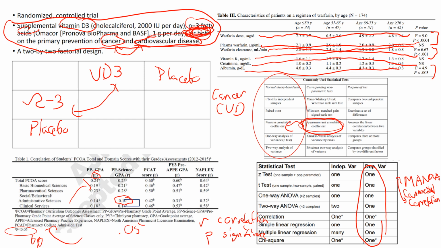And most of our tests also only have one independent variable. Exceptions are two-way ANOVA, right? When we create a table like this, there's obviously two. Linear regression can have two or more. That's pretty much all I have to say about that.